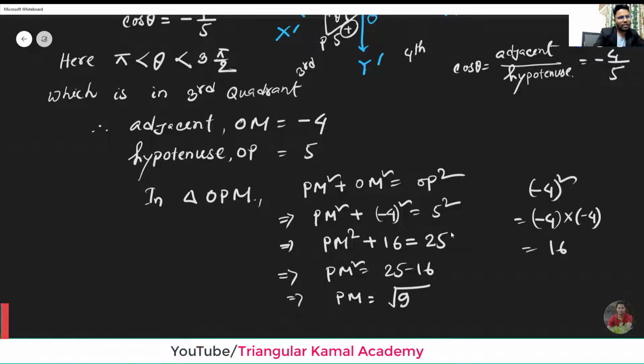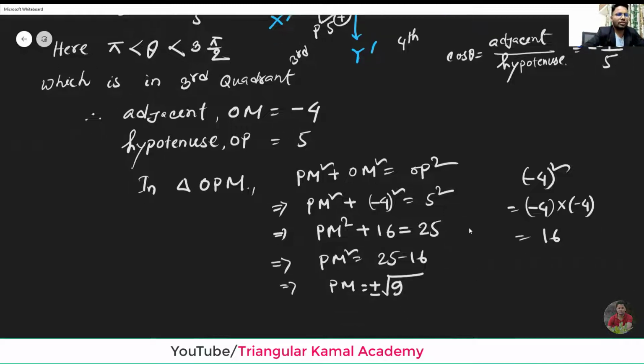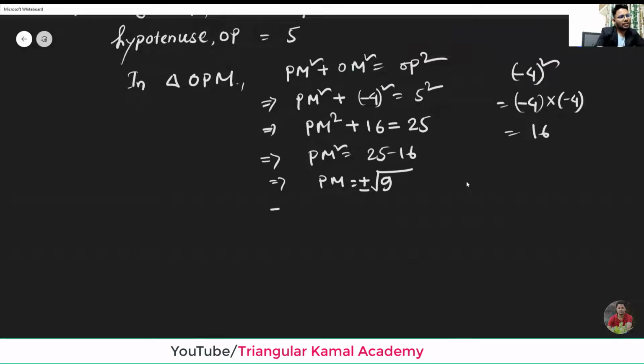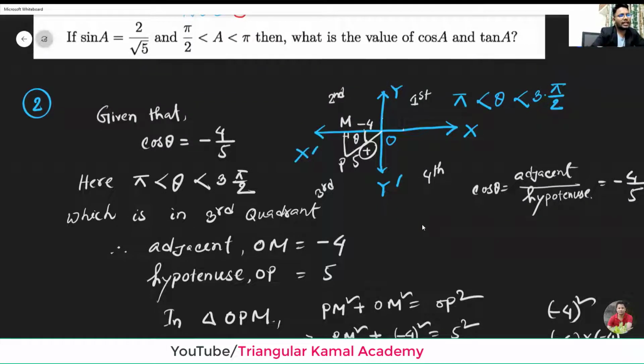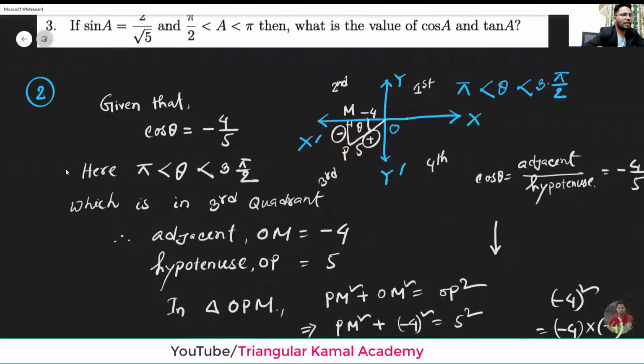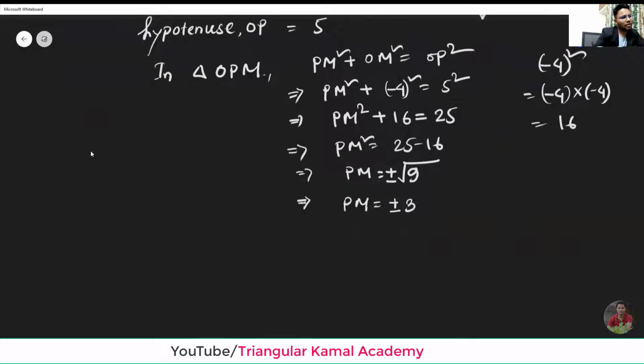Then the square shifted to the right side becomes a square root with the plus or minus sign. So now the square root of 9 is 3. So that means PM is equal to plus or minus 3. So now we have to show the figure here. In the third quadrant, PM is on the negative side of the y-axis. It is downward. Downward means the negative side of the y-axis. So here PM must be negative. So now we have to show here in the third quadrant.